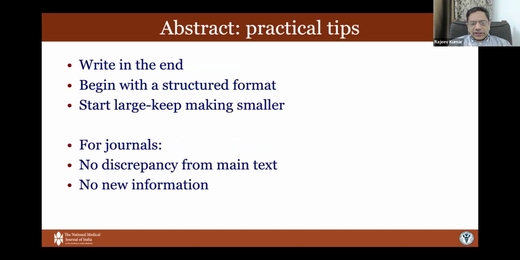Now, more practical tips about writing an abstract. If you're doing research and you've written a full paper, always write your abstract in the end. This is because often when you're writing a paper, you may make changes in the content of your paper. And if you've written the abstract in the beginning, you sometimes forget to make those changes in the abstract. So always write your abstract in the end.